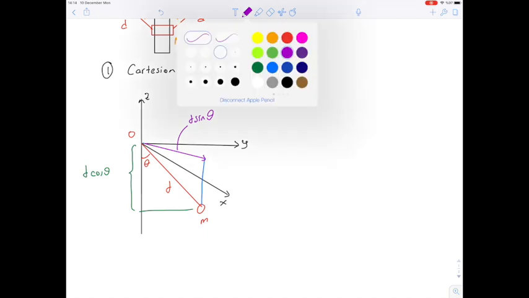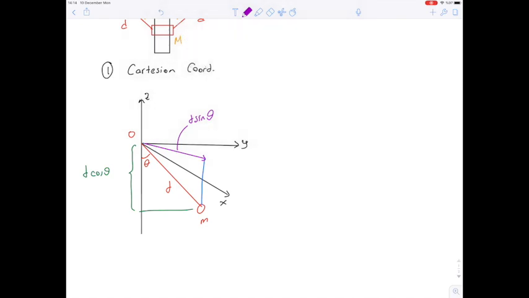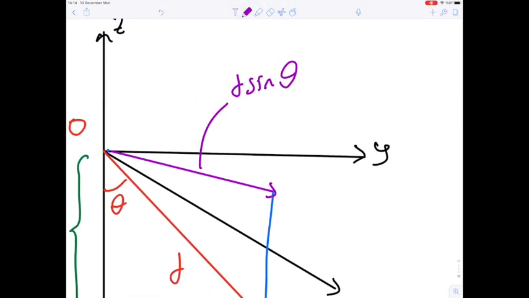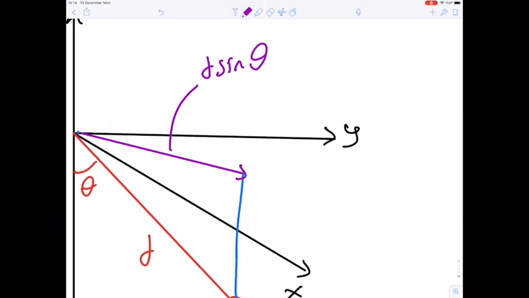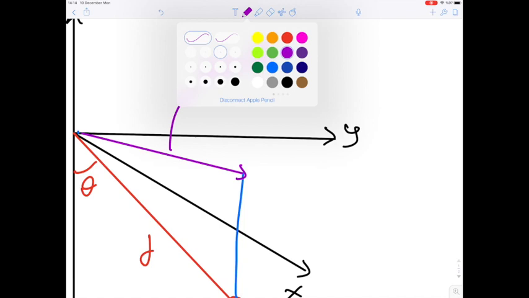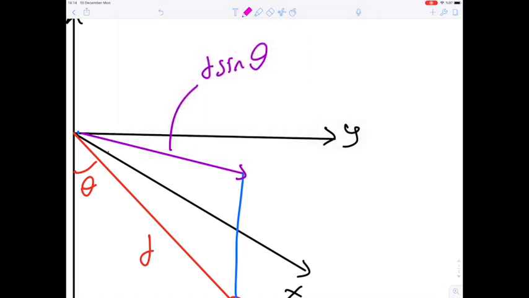Okay, but then what's this angle? So let me come close. What's this angle? Basically, x, y, and purple are on the same plane, and I'd like to understand what this angle is. So let me call this angle phi.